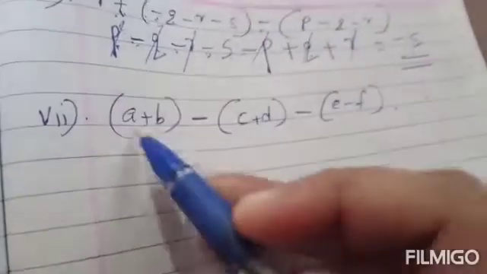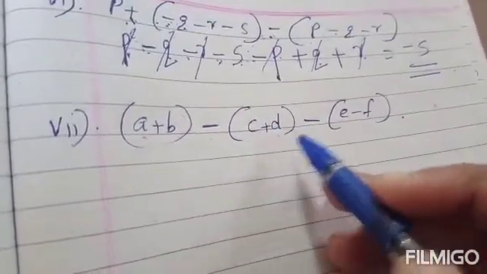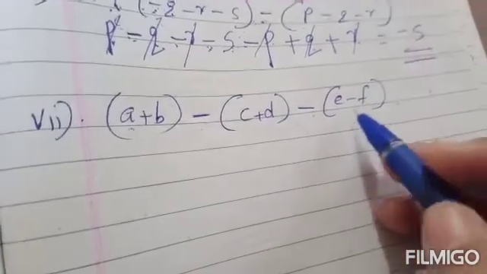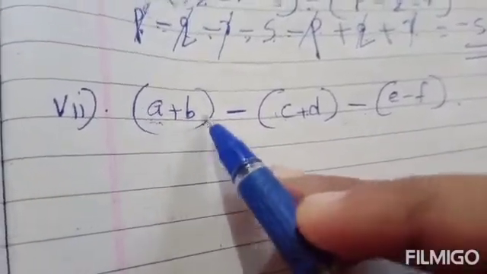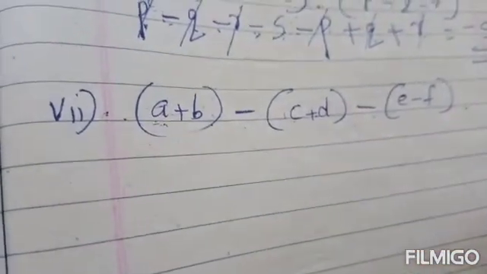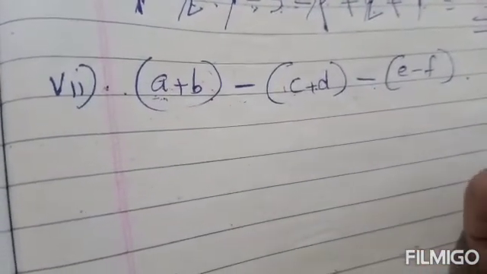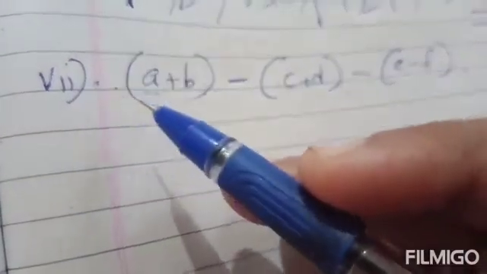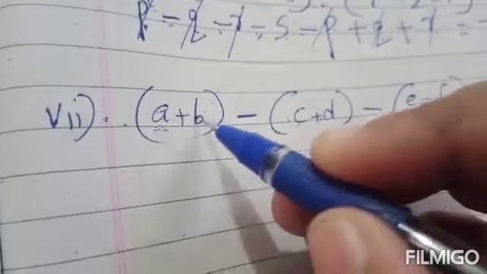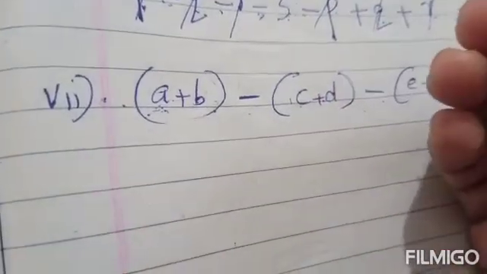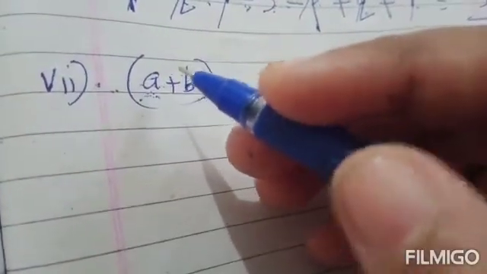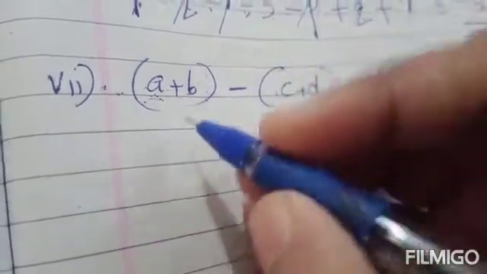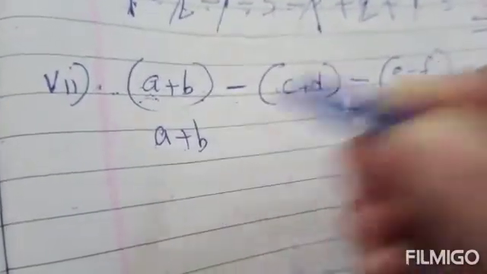7th question. A plus b minus c plus d in one bracket, then minus e minus f in one bracket. So before the first bracket it is a plus b. Before this bracket no sign is given, so it is already understood that it is plus sign. So no need to change the sign of the terms inside the bracket, because plus sign is coming before the first bracket. If plus sign comes before a bracket, you can write the terms as it is.